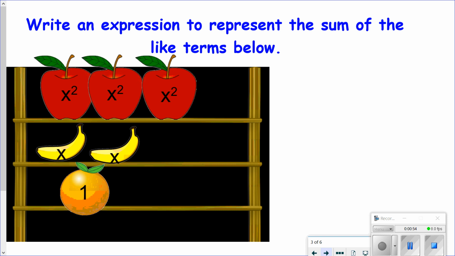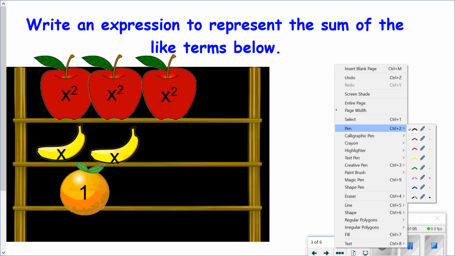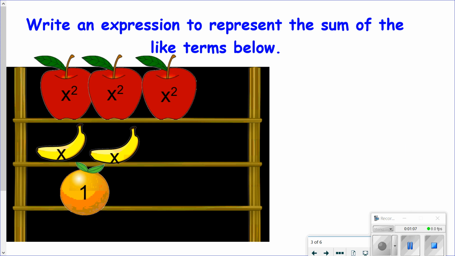If we want to write an expression to represent this, if you notice, all of the apples are labeled x squared. So we're going to look and see how many x squareds we have. So I have 1, 2, 3 of them. So since I have 3, I know my apples will be represented by 3x squared because I have 3 apples labeled x squared.